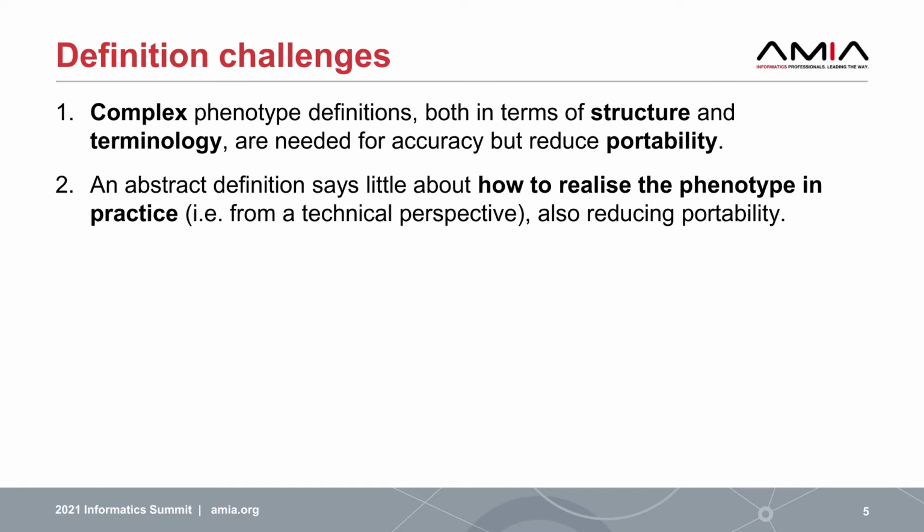There are some challenges associated with phenotype definitions, particularly in respect of portability. Two I've highlighted here. So the first is in terms of complexity. So we need our definitions to be accurate enough to make them reproducible so that they can be accurately re-implemented at different sites. But this does create complexity specifically in terms of structure and terminology. So in trying to make as accurate a definition as possible, you might end up with quite a complex structure and quite complex terminology. And like I say, this is important for accuracy, but does increase the effort of realizing a definition in a computable form.